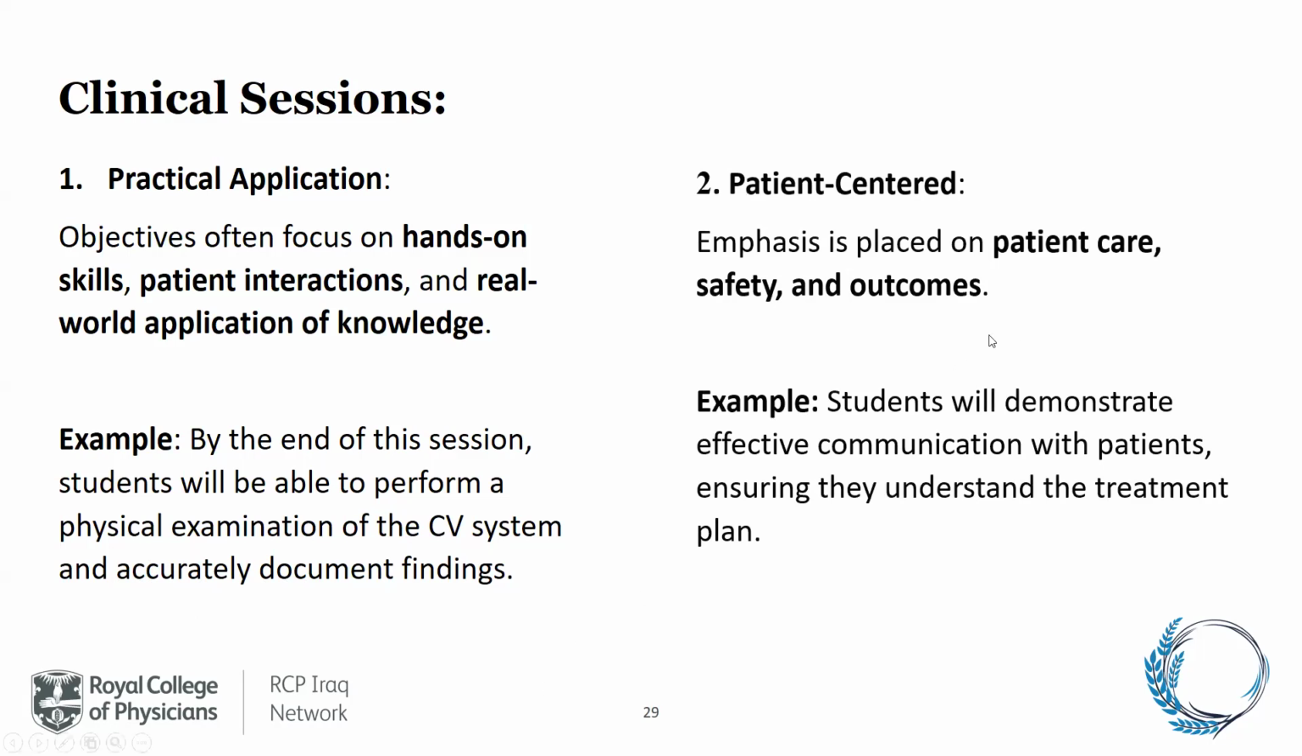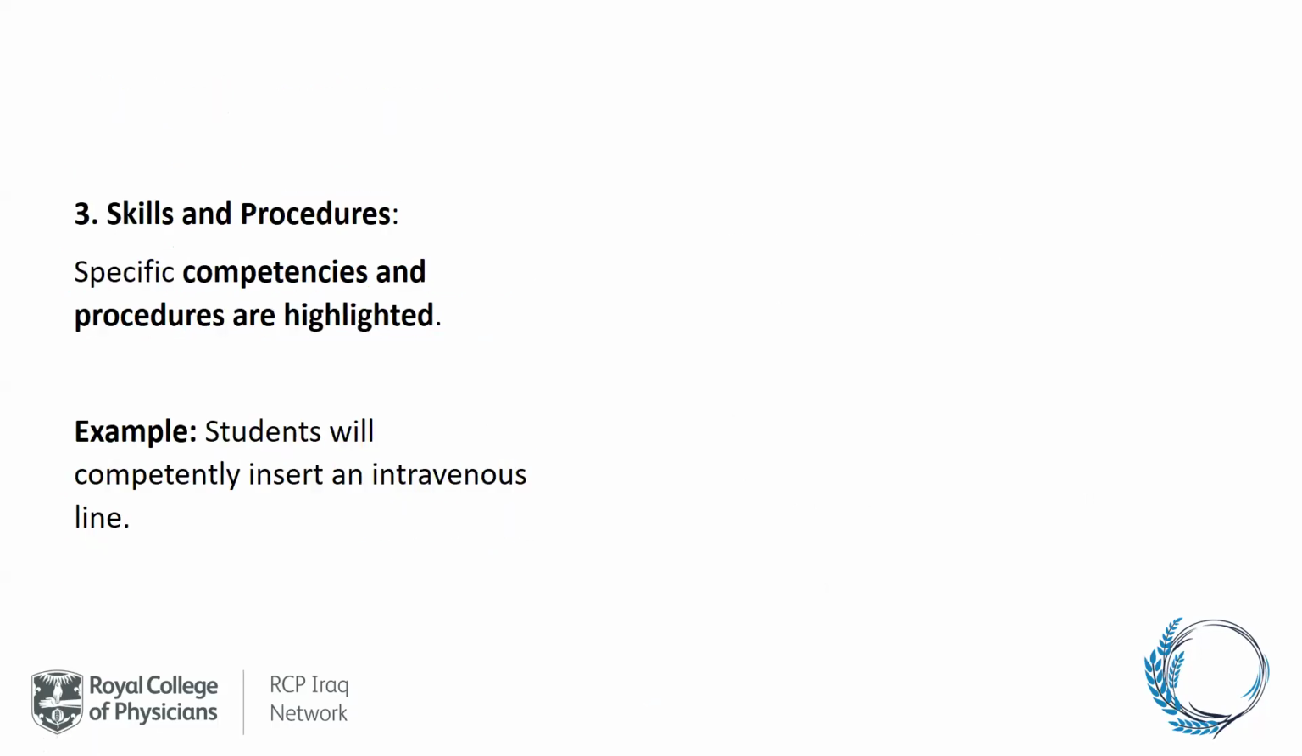The second, it is patient-centered. There is emphasis on patient care, safety, and outcome. An example for that, student will demonstrate, this is the verb. Again, for the medical student, we have to specify which level. Demonstrate effective, this is the degree. Here the degree is accurately, here the degree is effective. Communication with the patient, ensuring they understand the treatment plan. This is the second. So there is application, patient interaction and patient-centered.